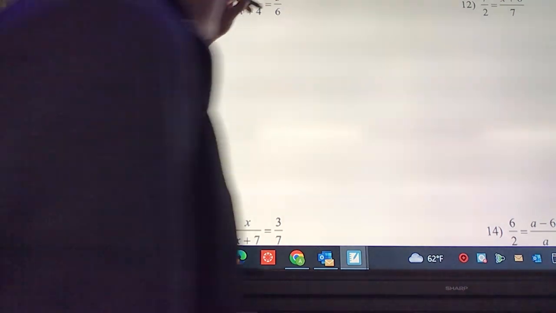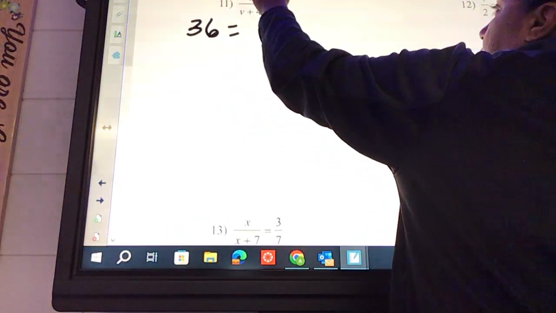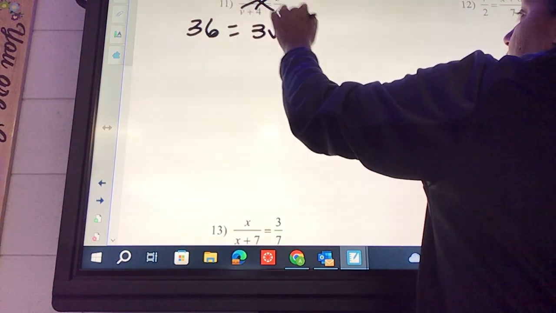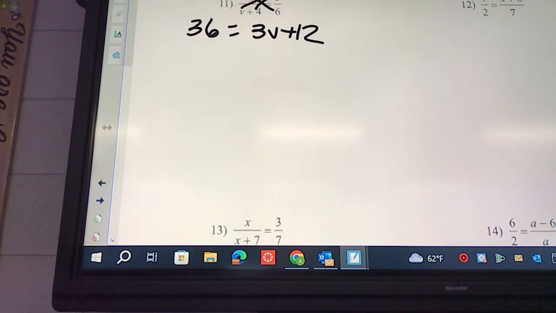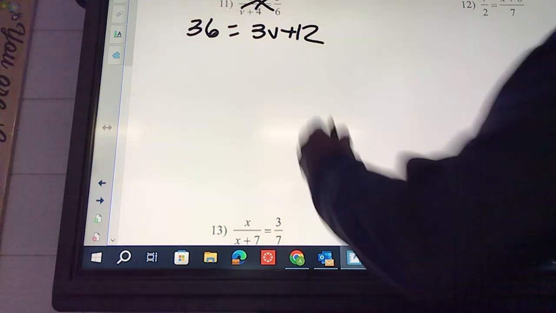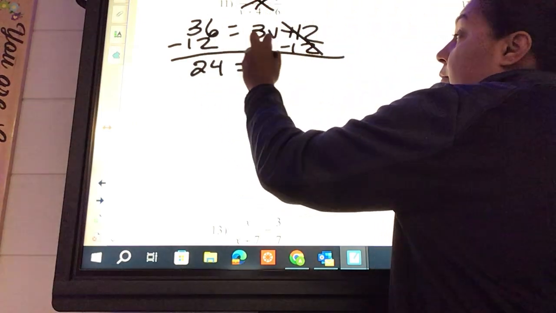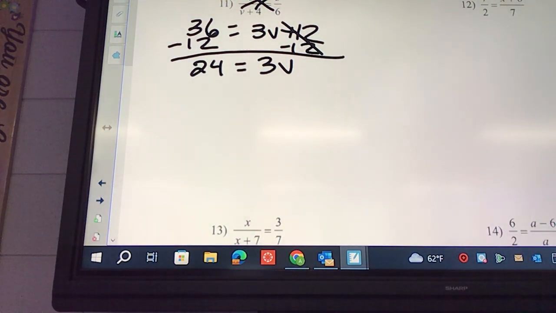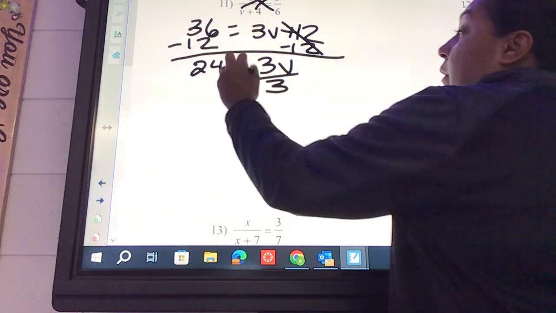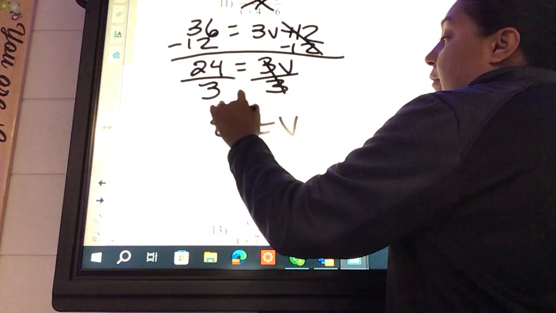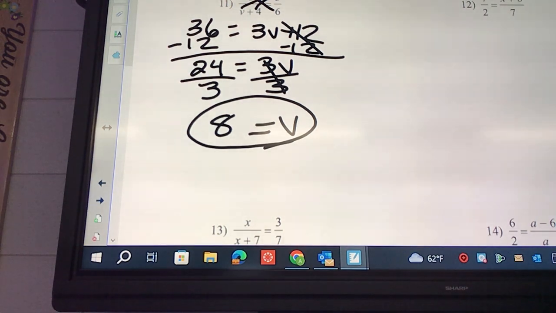Okay, number 11, I got 6 times 6 is 36, and then 3 times v is 3v, 3 times 4 is 12. Okay, and then we're going to minus 12 from both sides. So 24 equals 3v. Then what? Divide by 3. What is 24 divided by 3? 8. So it'd be 8 over 1. Oh, wait, yeah, 8 over 1 is already 8. I forgot about that.